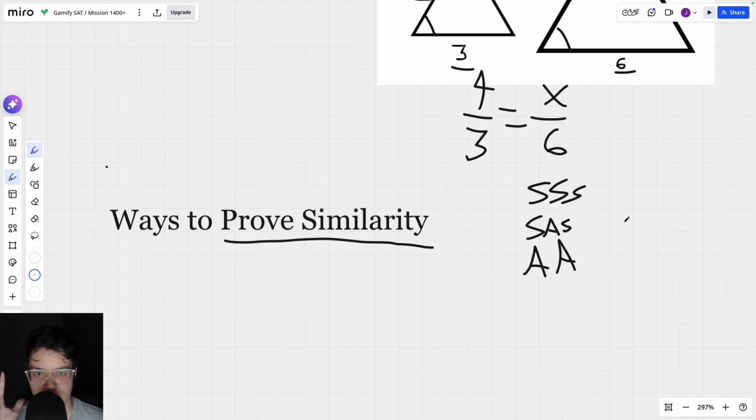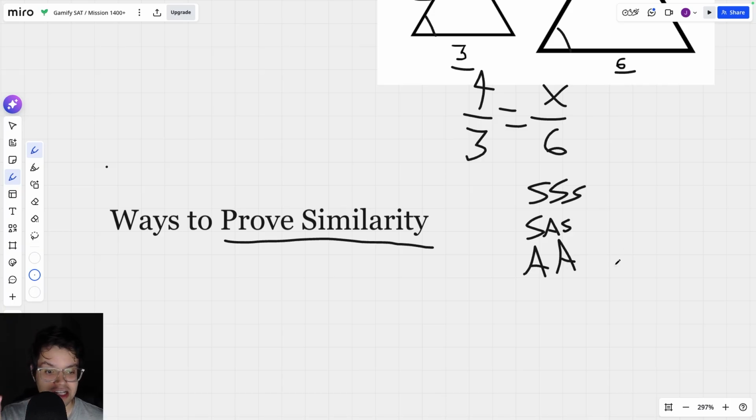A couple things with this. First of all, you probably have seen many YouTube videos talk about this exact thing before, and you may have heard slightly different rules for this. You may have heard somebody say something like angle, angle, side, or something like that. I'm not including that just because it literally doesn't matter. If I just say angle, angle, that embodies everything that has two angles in it. It's going to be the same no matter what.